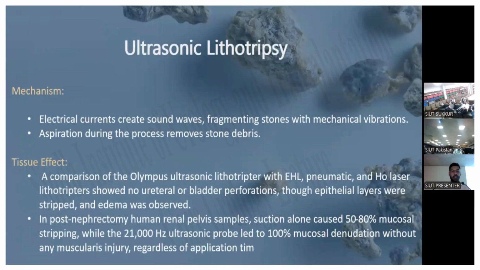Then comes the ultrasonic lithotripsy. Basically, the electrical current creates sound waves fragmenting stones with mechanical vibrations. Aspiration during the process removes the debris. The tissue comparison of Olympus ultrasonic lithotripsy with the electrohydraulic, pneumatic, and holmium laser lithotripsy showed no ureteral or bladder perforation, because basically there is a risk of epithelial layers being stripped. It was a major drawback of this specific energy, that epithelial layers were stripped, and edema was observed in ultrasonic lithotripsy.